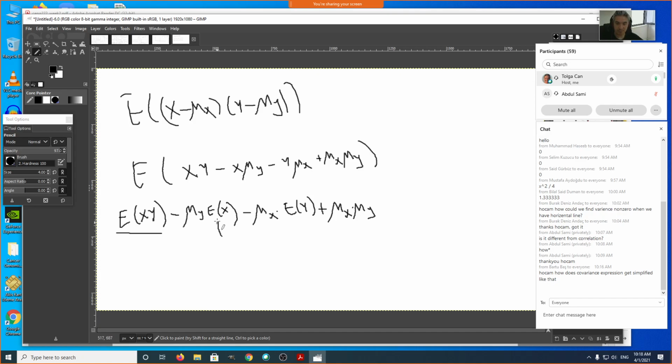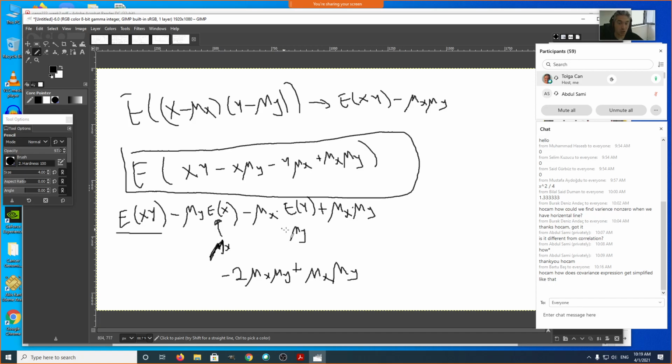What is the expected value of x? It's equal to mu x. So I have minus mu x mu y. What is the expected value of y? It's mu y. So I have minus mu x mu y twice, and plus mu x mu y, which is just minus mu x mu y. In other words, this is the expected value of xy minus mu x mu y, which is the same formula you saw on the slide. This is how we simplified it, by using linearity of expectation. I hope it's clear.